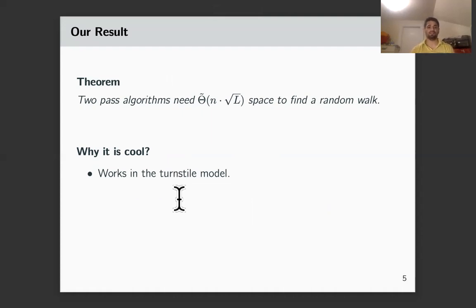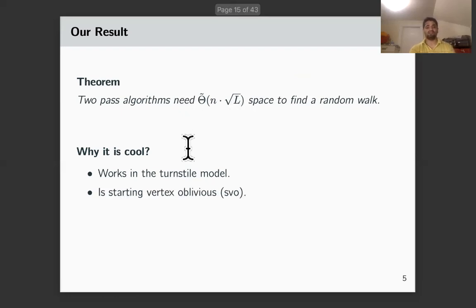If you recall, in the streaming model, the edges are presented as a sequence, and the algorithm can make passes over the sequence. This is equivalent to saying that the algorithm starts with a blank graph, and as it gets the edges, it adds these edges to the graph. The turnstile model is a generalization where not only can the input add edges to the graph, it can also remove edges from the graph. And our algorithm has this really cool property that even in the turnstile model, it outputs a random walk with the same space guarantee.